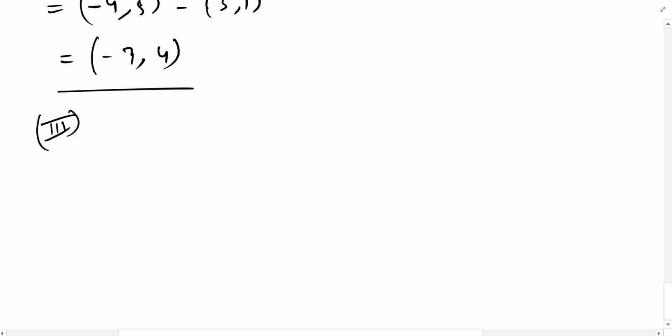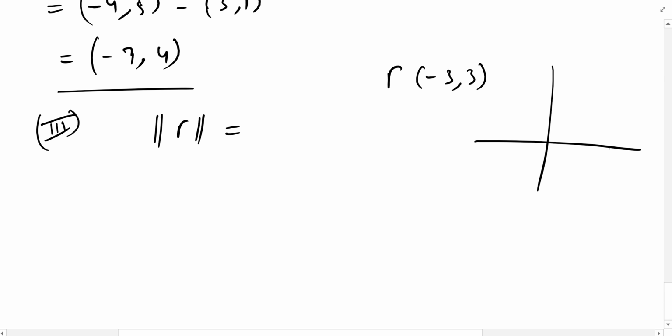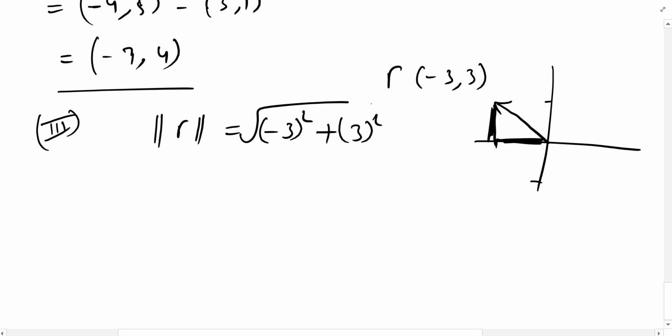The third is the length of a vector. And we learned that the length is going to be, for example, what is our r? r is (-3, 3). The length of this vector, by the Pythagorean theorem, you do the square of that. This is the x component and this is the y component, 3. Very good. So we square the x component and the y component, and do the square root of that.